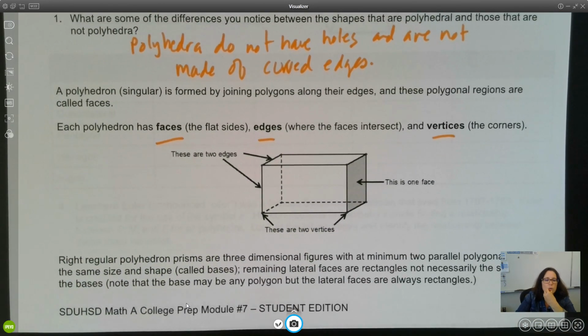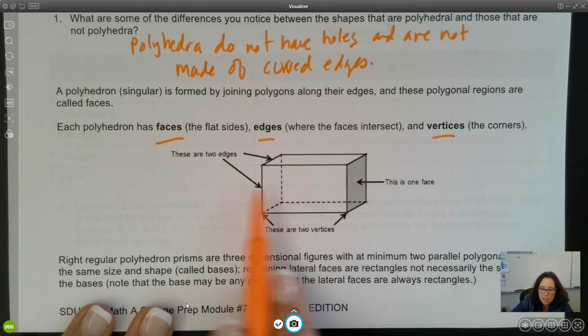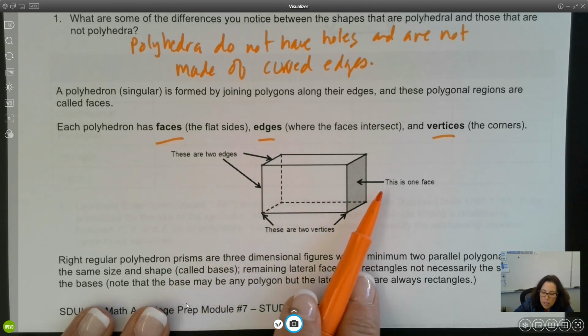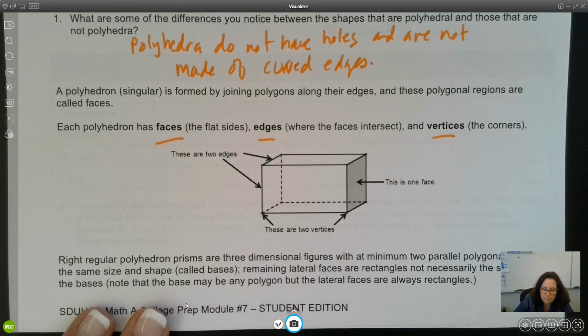All right, regular polyhedron prisms are three-dimensional figures with at minimum 2 parallel polygonal faces of the same size and shape called bases. Remaining lateral faces are rectangles, not necessarily the same as the bases. Note that the base may be any polygon, but the lateral faces are always rectangles. So this end here and this end here could be any polygon. And those 2 polygons, those are the bases, and they would be connected by rectangles.